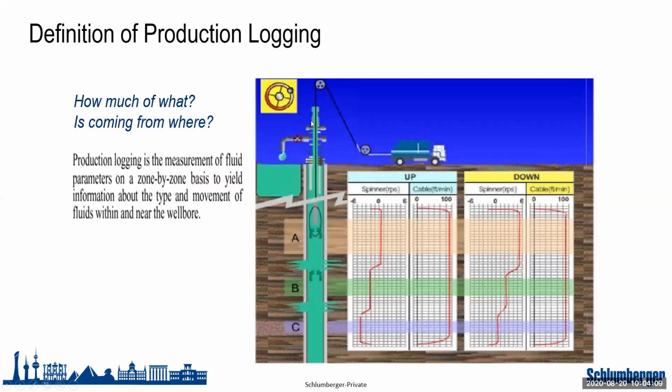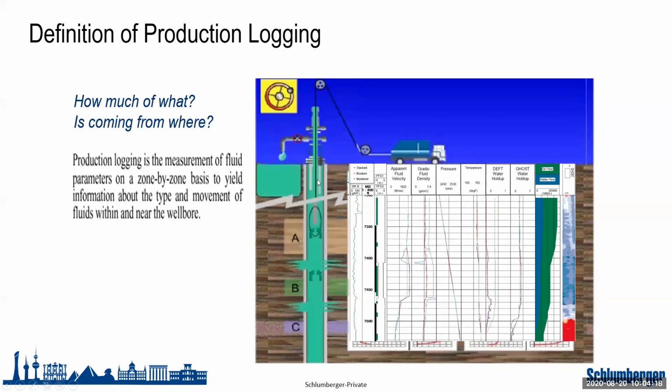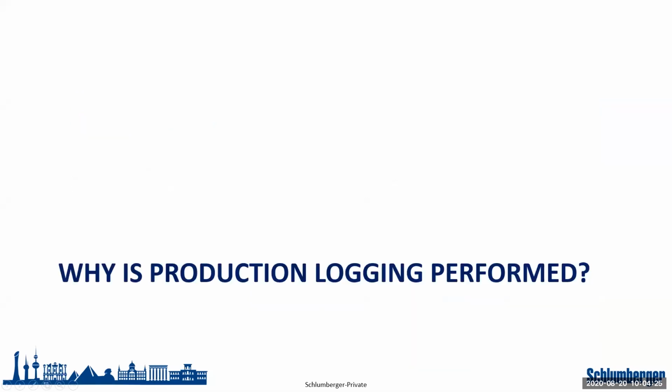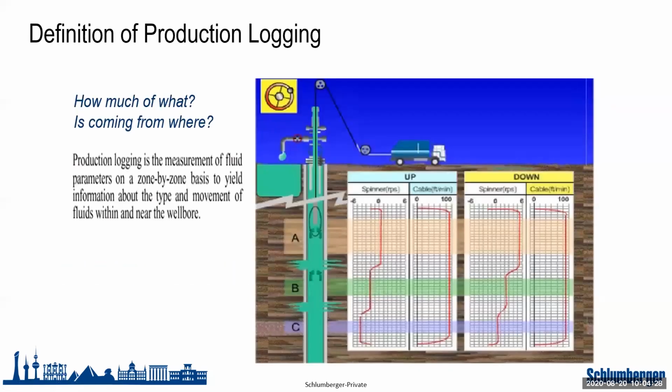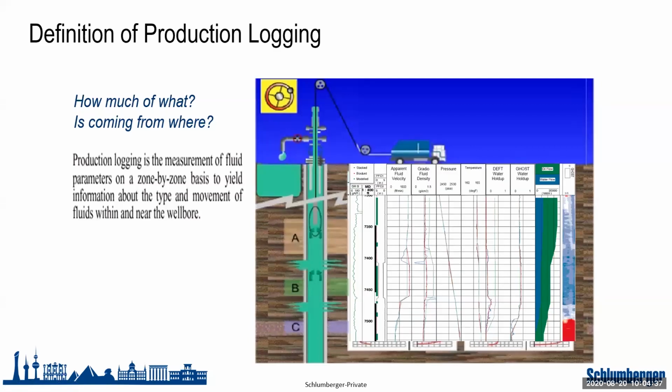So you will have here the Christmas tree, yeah? And then you lower your production tool with the wireline cable, and you can actually see here every zone, how much is every zone producing, yeah? So basically, this is the idea, to understand how much of what is coming from where. And we can see here just a small example of the measurements that are done, but we will describe one by one all these measurements.